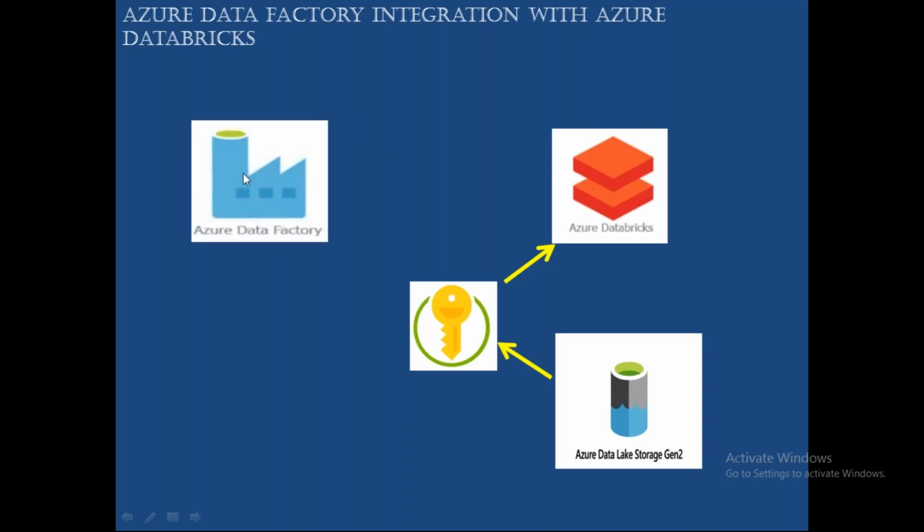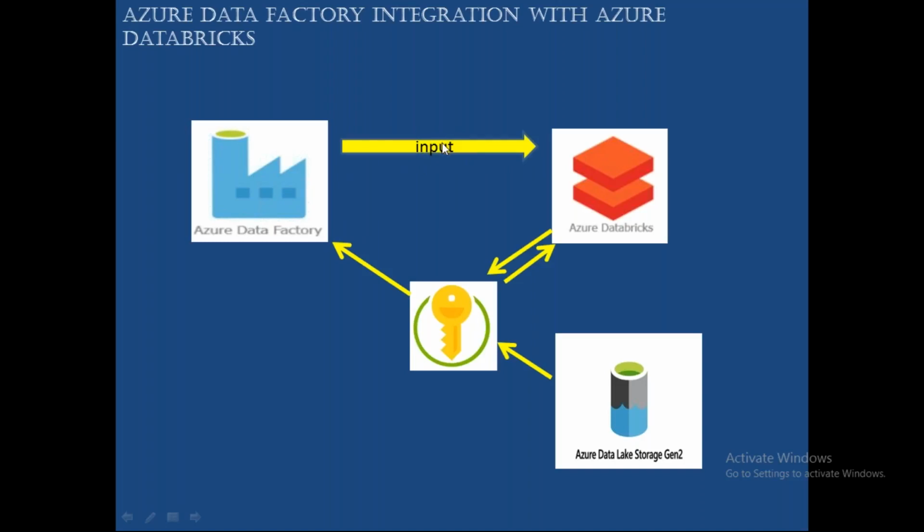This data factory should first connect to the Databricks. How will it connect to the Databricks? From Databricks, you are going to take something called a token. The token you take from Databricks, store it in a key vault. From the key vault, Azure Data Factory will read that particular token. Once data factory reads that token, it can call those notebooks by passing the inputs.